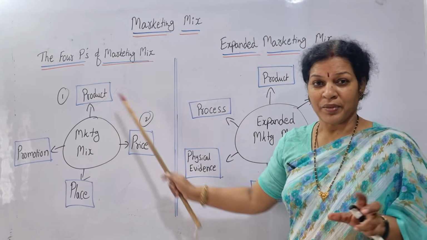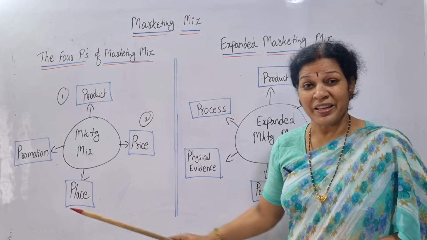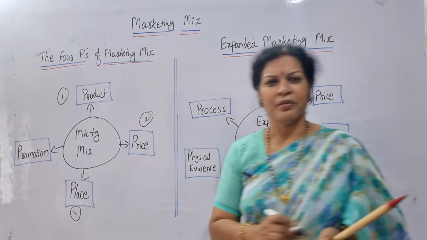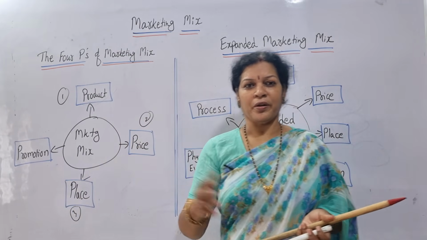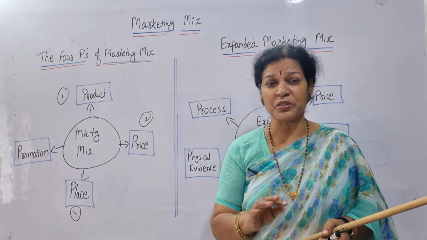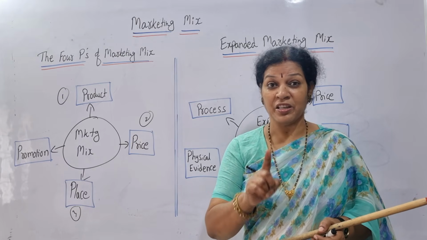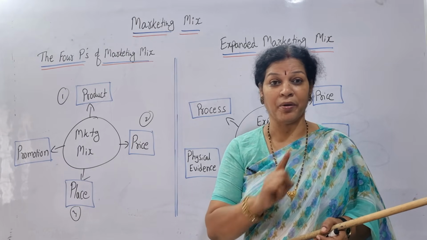Product is okay, price is okay. Next, place. Third point, place means where to sell the products. Who are the customers, where they are residing. So where we can reach our product, that is place. Deciding the place is also a very important factor.